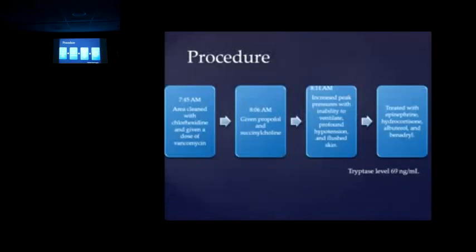So this is just sort of a timeline of the procedure. At 7:45 in the morning, the area was cleaned with chlorhexidine, and she was given a dose of preoperative vancomycin. About 20 minutes later, she was given propofol and succinylcholine. About 10 minutes after that, she developed hypotension, flushing, and difficulty to ventilate. They treated her for anaphylaxis with epi, steroids, albuterol, Benadryl, and they checked the tryptase level during the episode, which was markedly elevated at 69, implying that this might have been a true IgE-mediated reaction.